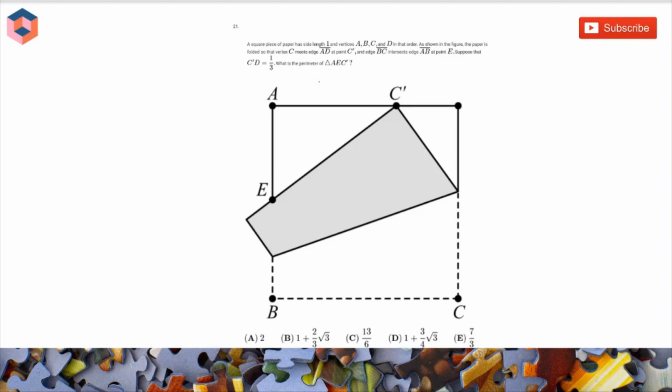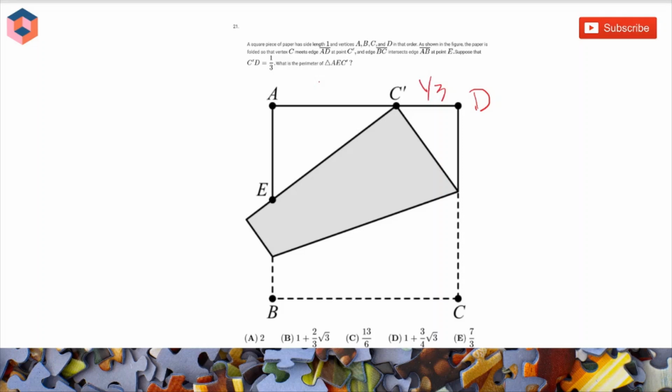Problem number 21. A square piece of paper has side length 1 and vertices A, B, C, and D. As shown in the figure, the paper is folded so that vertex C meets edge AD at point C prime, and edge BC intersects edge AB at point E. Suppose that C prime D equals 1/3. So they tell us C prime D equals 1/3. What is the perimeter of triangle AEC prime?